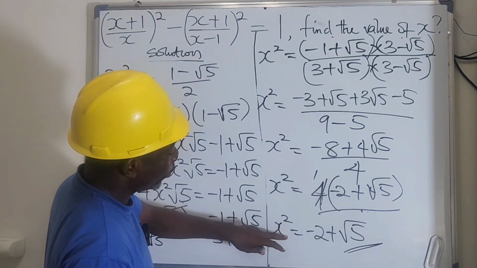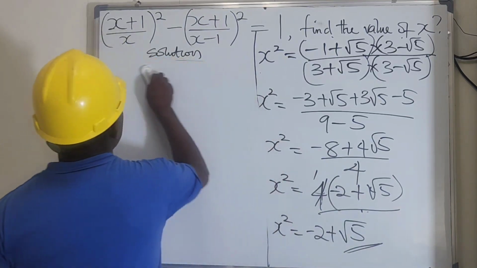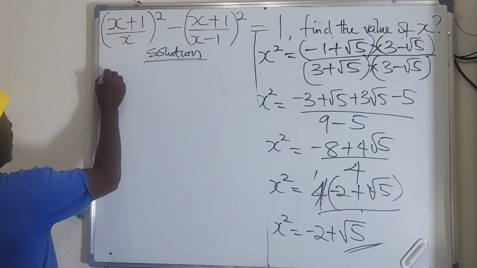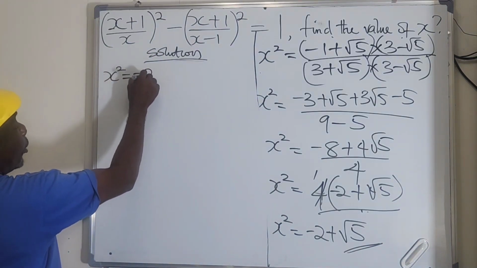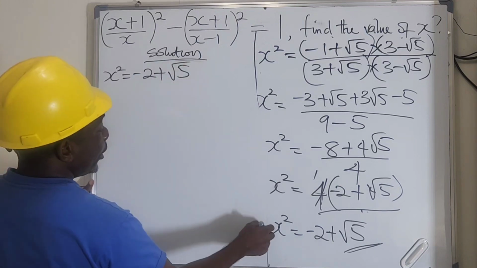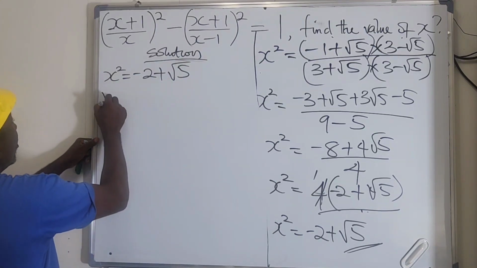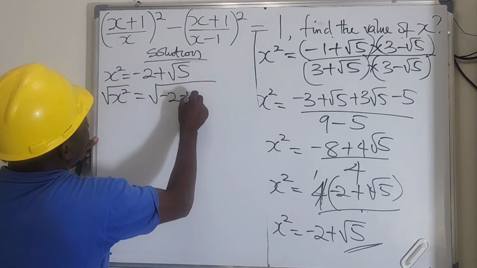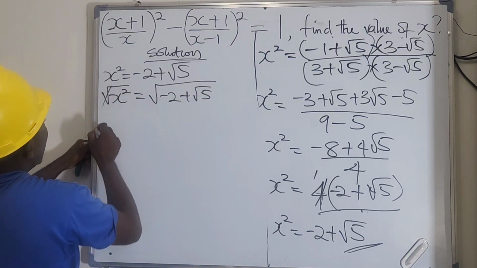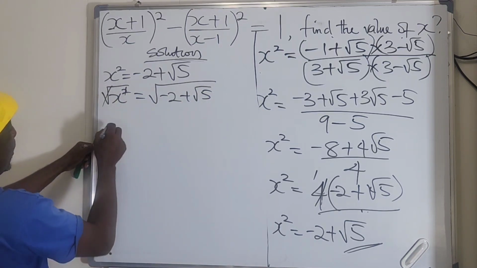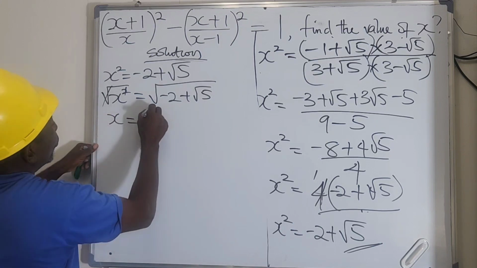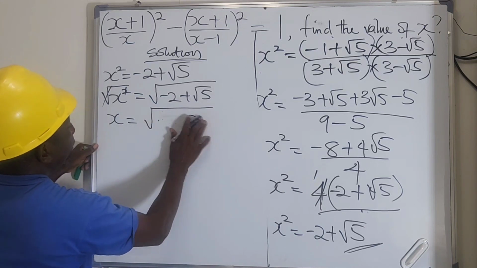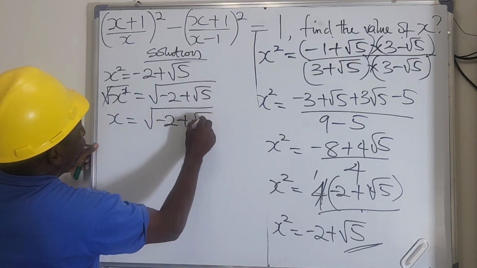For us to clear this square, we need to take the square root of both sides. So we clean this, move over to this other side. We have x squared equals minus 2 plus root 5. So here we have to take the square root of both sides. So it becomes square root of x squared equals square root of minus 2 plus root 5. So this here will cancel here. We are now left with x equals square root of root 5 minus 2, or the same thing, we have minus 2 plus root 5.